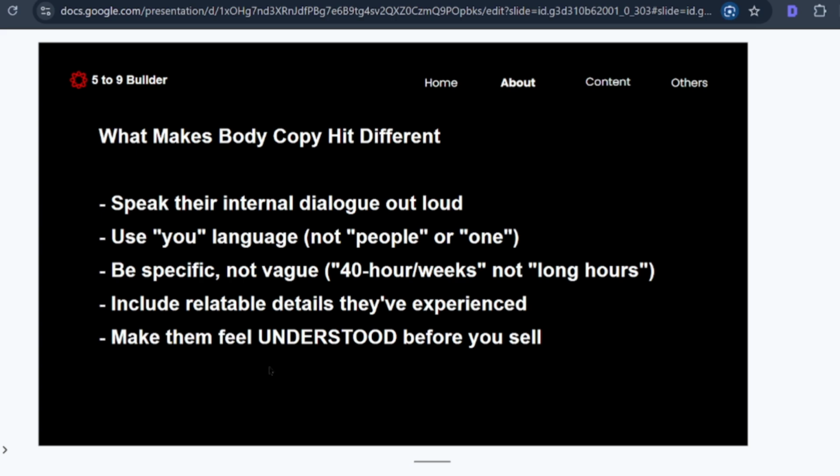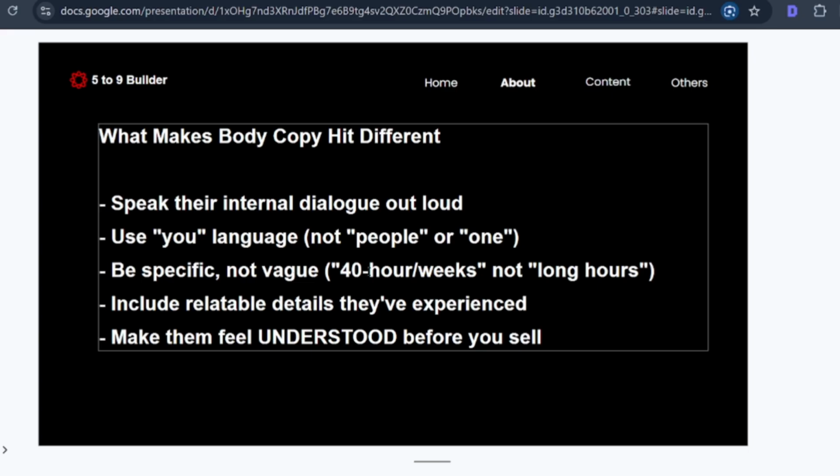Understand? Use "you" language, not "people" or "one." Okay, always direct your post to the person who is reading it. You use the word you. You are doing this, you are wrong, you are this. So the person will know you are talking to them, or to him or her. So it makes the person feel like, okay, you are talking to me, so let me listen to you. You understand?